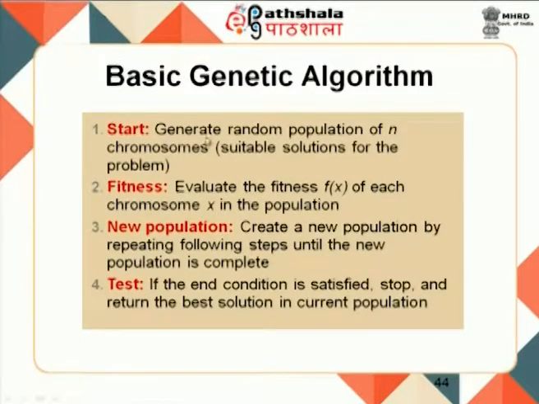So, you start by generating a random population of n chromosomes, evaluate the fitness function associated with each chromosome, then create a new population by repeating the following steps until the new population is complete. If the end condition is satisfied, finish, the algorithm is over.